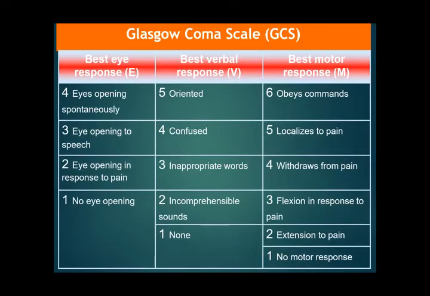Similarly, in verbal, there are maximum 5 points and minimum 1. 5 is an oriented person with coherent responses. 4 is a confused person. He is responding, but he is disoriented. 3 is inappropriate words. He is producing words, but these are inappropriate. 2 is incomprehensible sounds, and 1 is no response.